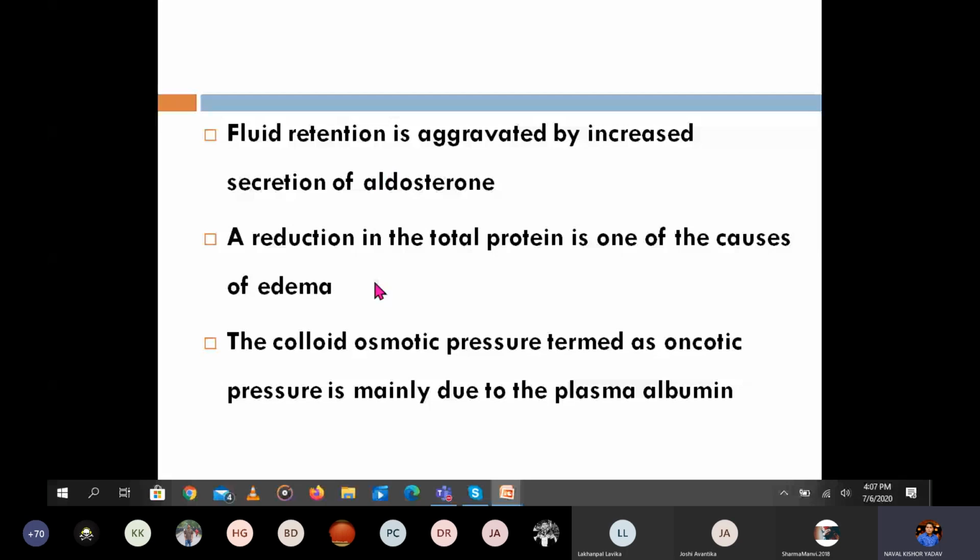Reduction in the total protein is one of the causes for the edema. It depends on the colloidal osmotic pressure, or oncotic pressure, which is maintained by the albumin. If there is a decrease in the albumin, this pressure will not be maintained and finally leads to the edema. That is the main reason: the oncotic pressure, which is maintained by the albumin, is not maintained, and finally there will be the edema. Fluid will be present in the different tissues.